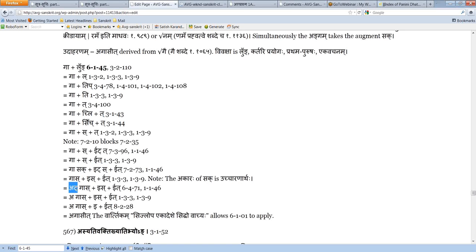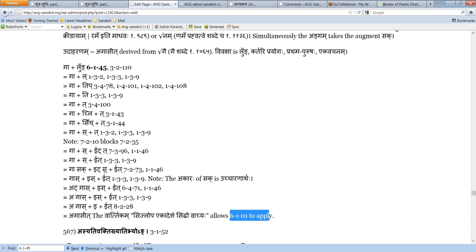Then of course Adagamaha, Lung Rang Rang Shvadataha, and then Anubandha Lopaha. Then Ita Iti, Sich Lop, Sakar Lopaha. And then followed by the Vartikam Sijlopa Ekadeshe Siddho Vachaha, then we get Akasame Dirgha, Agasit.